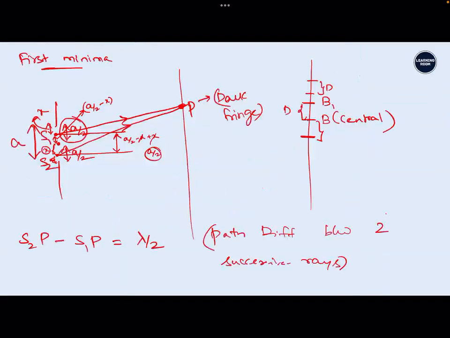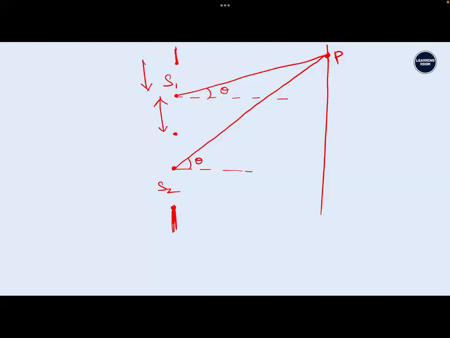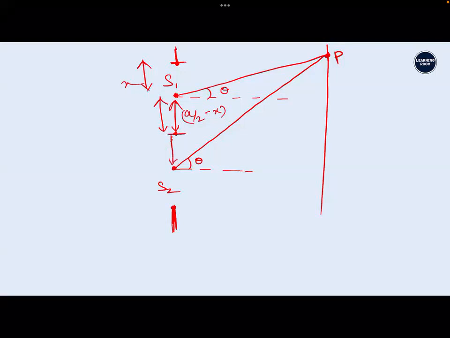I repeat it again, listen. This is the top point, this is the bottom point. I'll explain it again, listen. So this is how the slit is. From the top point till S1, it is considered, that is X. So how much is this distance? And from the midpoint, this distance is also X. Then how much is this distance? A by 2 minus X.